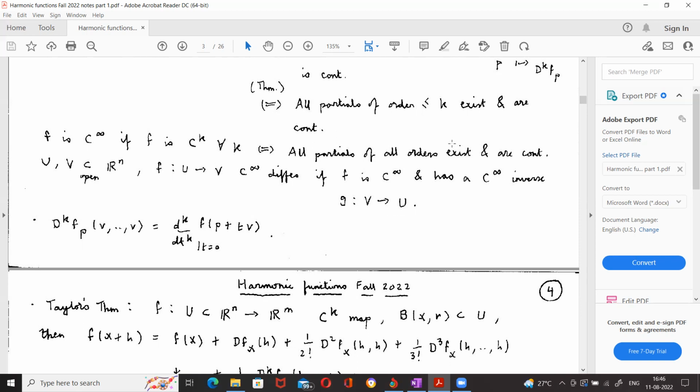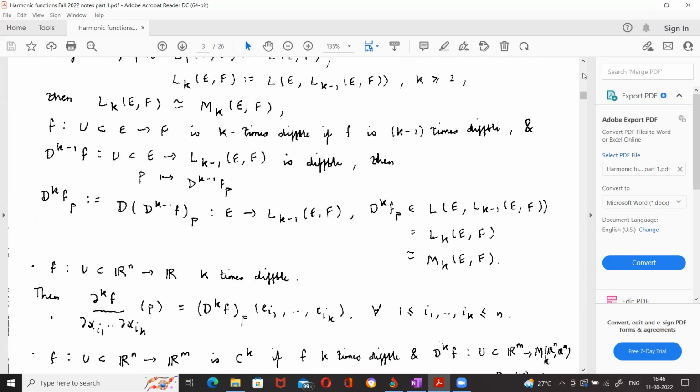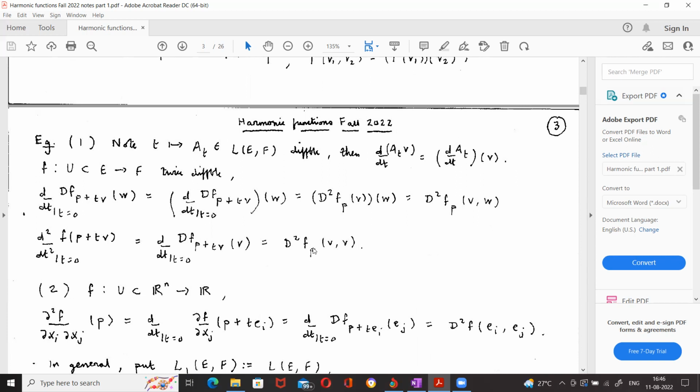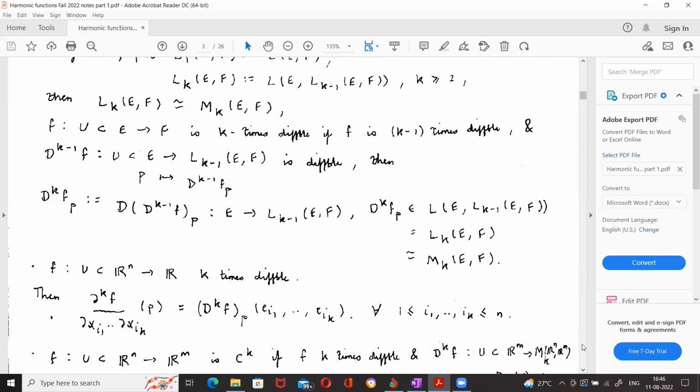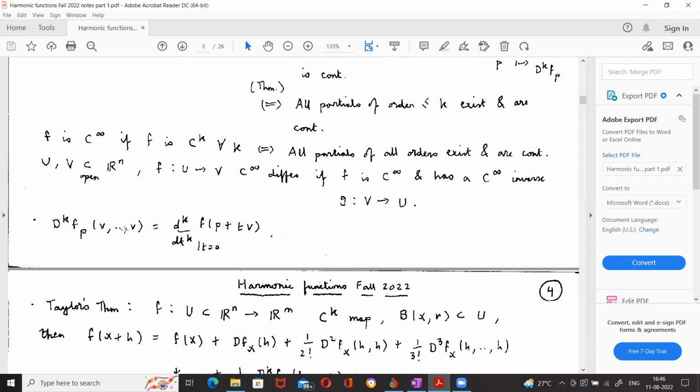Like we saw above, the second derivative along the diagonal applied to (V, V) is equal to the second derivative of F along the straight line in the direction of V. Similarly, it's not hard to show that the kth derivative applied to (V, V, ..., V) k times is equal to the kth derivative at t equal to 0 of F of P plus tV.